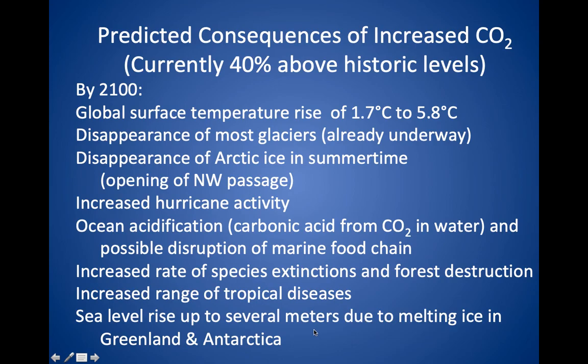And then the sea level could rise as much as several meters due to melting ice in Greenland and Antarctica. I mentioned earlier the Arctic ice, that's already in the water. So having that melt doesn't actually change the sea level, because that ice is already floating in the water. So the weight of that ice is already there. But ice melting from land in Greenland and Antarctica could cause a very large rise of sea level.